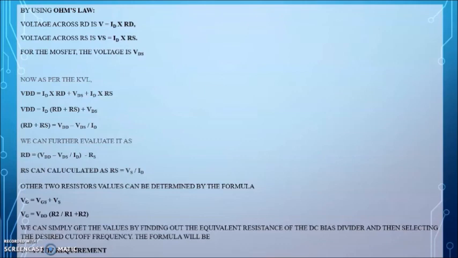The other two resistors' values can be determined by the formulas VG equals VGS plus VS, and VG equals VDD multiplied by R2 over R1 plus R2. We can simply get the capacitor values by finding the equivalent resistance of the DC bias divider and then selecting the desired cutoff frequency. The formula will be C equals 1 over 2 pi f times the required resistance.